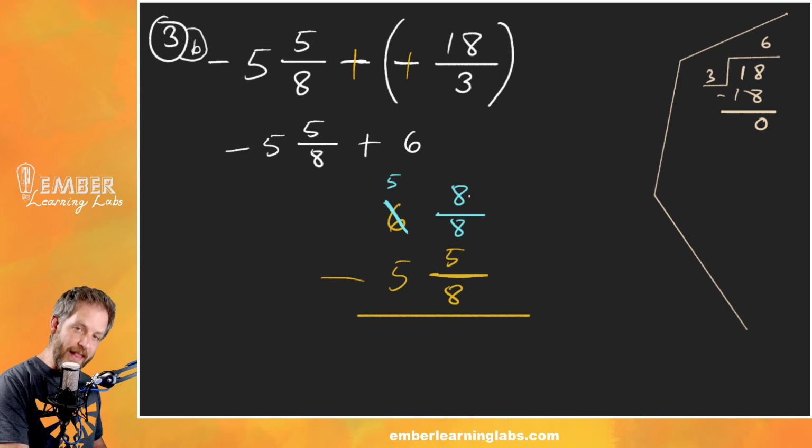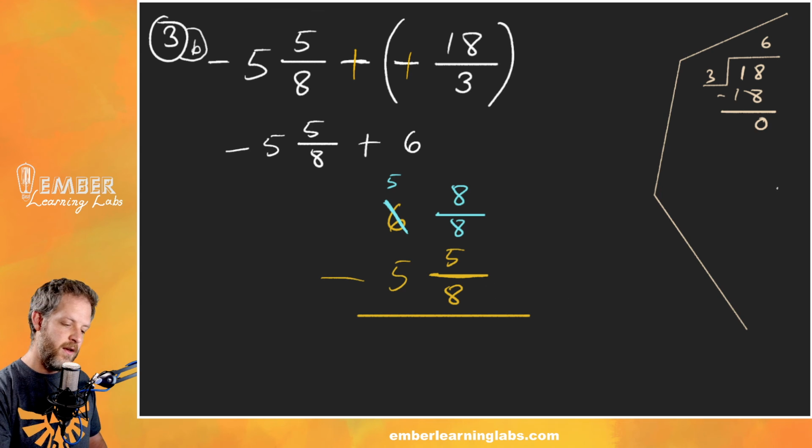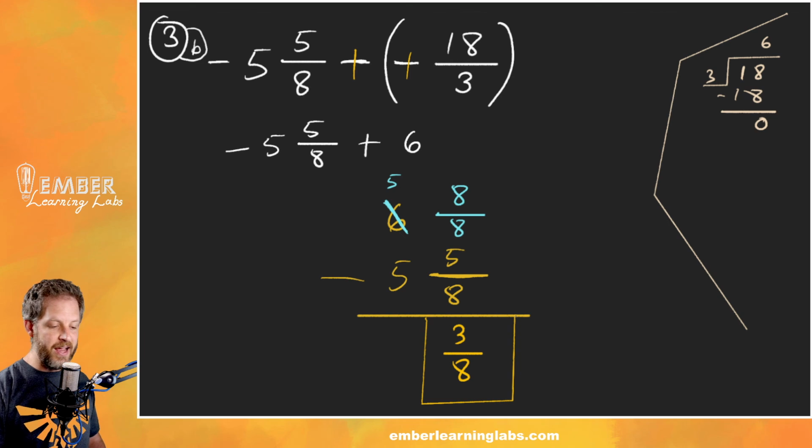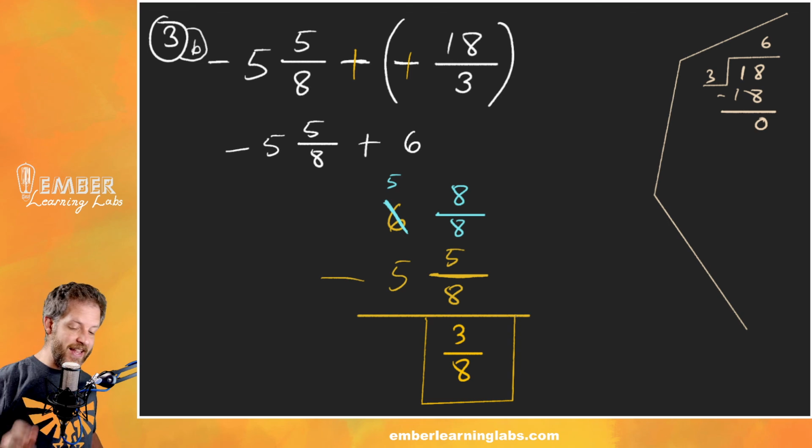Okay, so now we can subtract. So 8/8 minus 5/8 gives us 3/8. And then 5 minus 5 is 0. So we end up that way with 3/8 as well. Now, this took a lot less time.